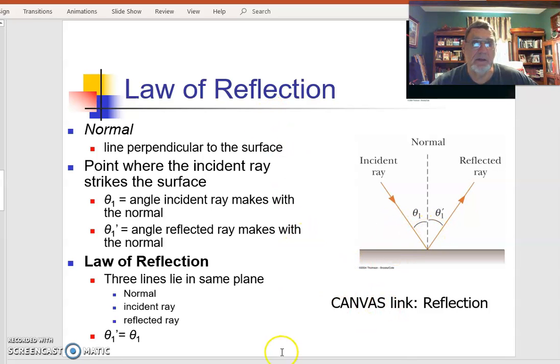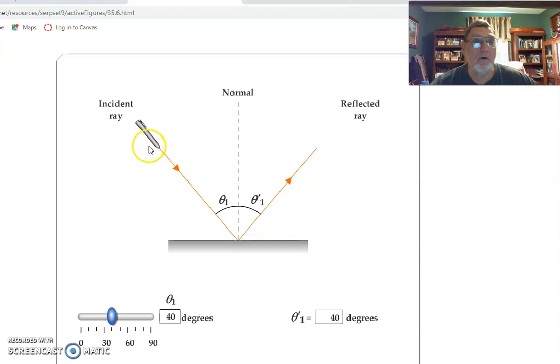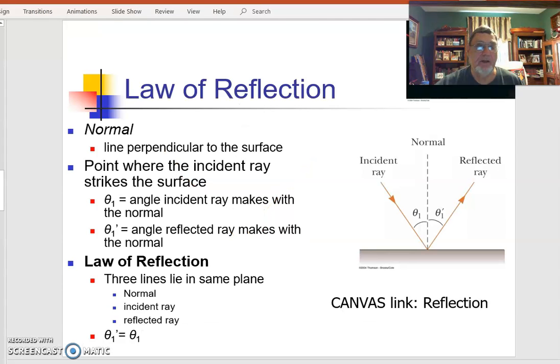Now, I've got a Canvas link that's in the homeworks too that you'll be able to go to, so let's go take a look at this one. And what it lets us do is vary the angle. So we'll call that the incoming angle, and that's the outgoing angle, and two things. They form a plane. The three lines, the incoming ray, the normal, and the reflected ray form a plane, and in that plane, the incoming angle and the outgoing angle are always equal. That's the law of reflection.